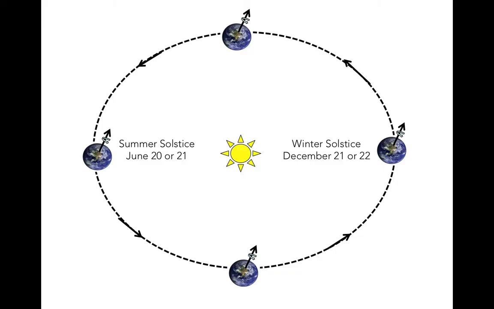Midway between the solstices are the equinoxes. The vernal, meaning spring, and autumnal, meaning autumn or fall, equinoxes around March 21st and September 21st, respectively. These are the times when the Earth's axis is pointing sideways, neither towards nor away from the sun.